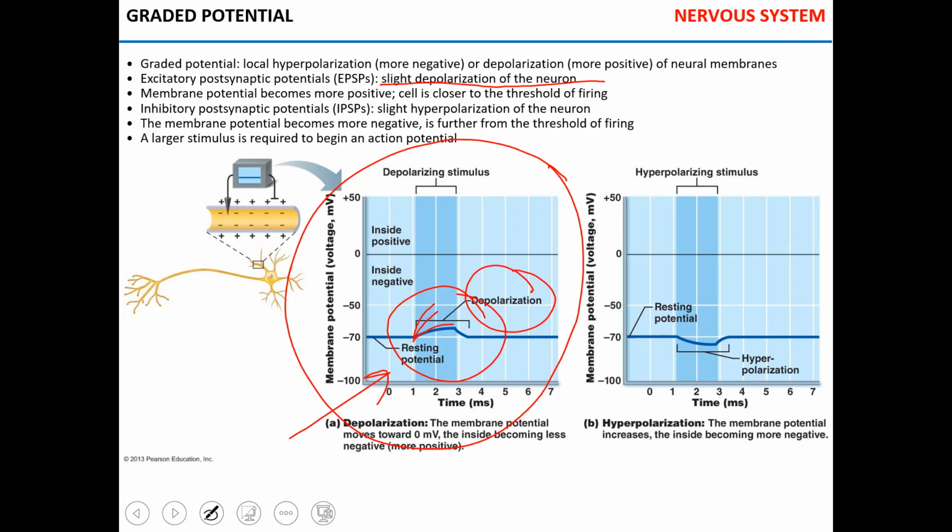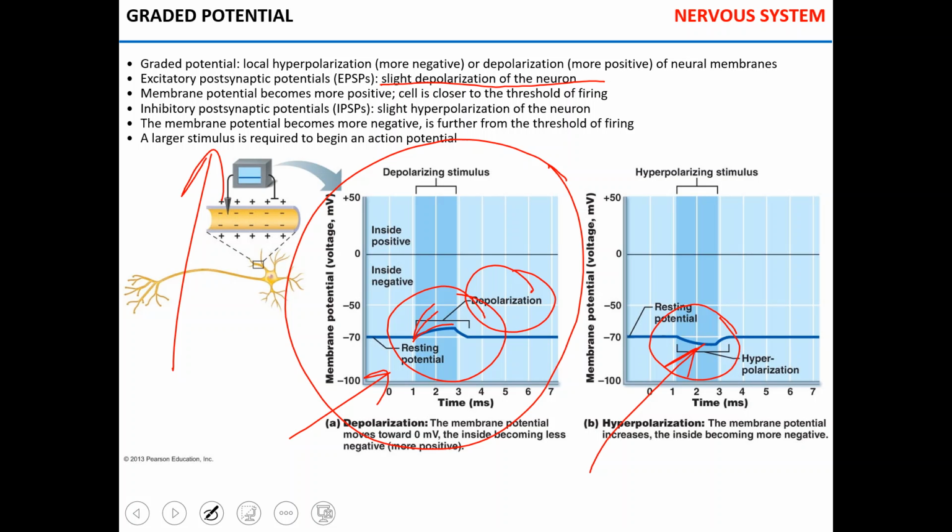In the case of inhibitory postsynaptic potentials, either an influx of negative charge or an efflux of positively charged ions going out of the neuron leads to the membrane potential being more and more negative. That takes the cell farther from the threshold of firing, making the cell inhibited. Okay, so you need a bigger stimulus to initiate the action potential. I hope that makes sense.